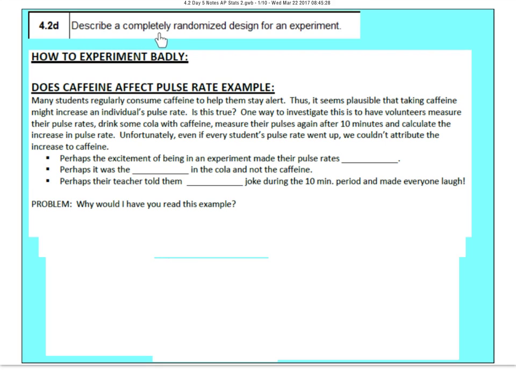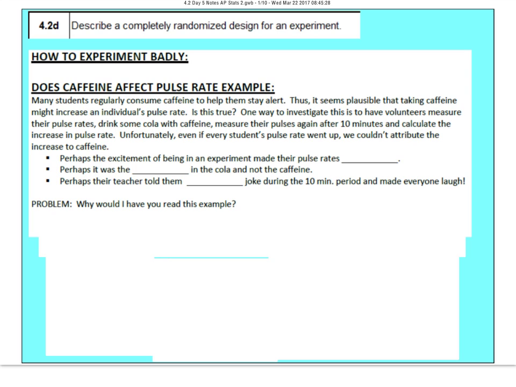4.2D, let's describe a completely randomized design for an experiment. Does caffeine affect the pulse rate? Example. Here, many students regularly consume caffeine to help them stay alert. Thus, it seems plausible that caffeine might increase the student's pulse rate.